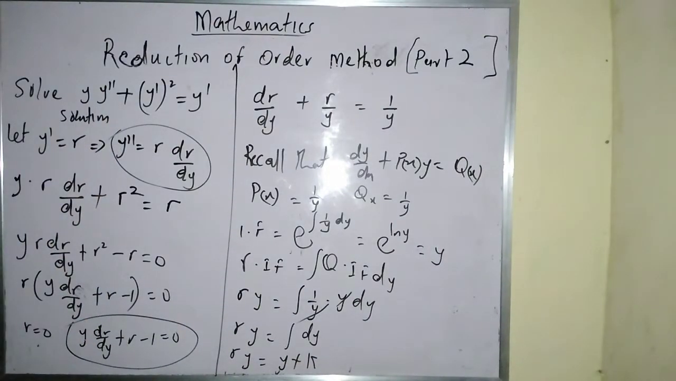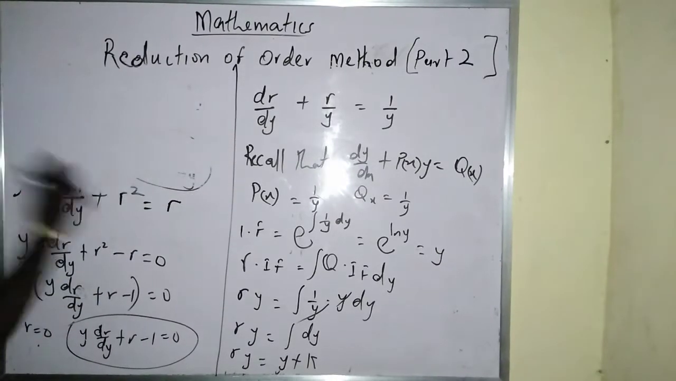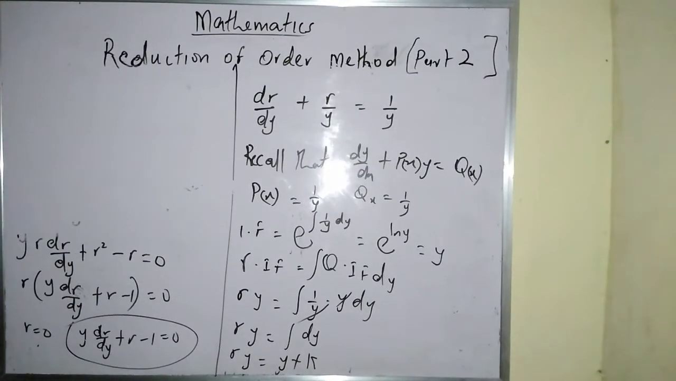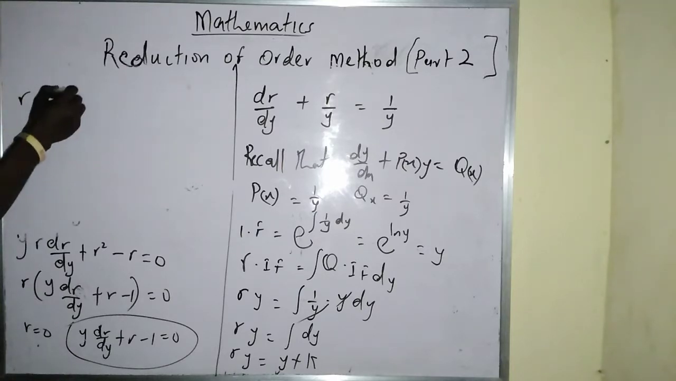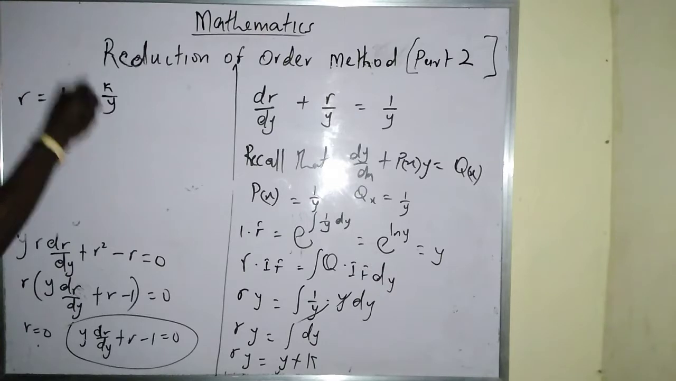Please, I have to rub this side. Sorry, please take note. Now, if I have this, I can divide all through by r, which is equal to y, and I'll be having 1 plus k all over y.